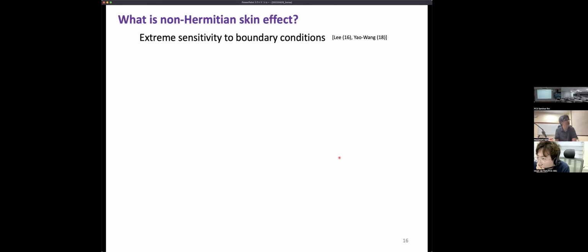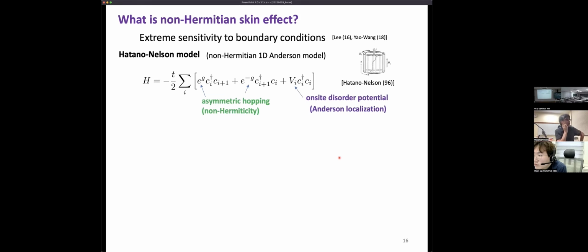Now I'd like to explain more detail about the non-Hermitian skin effect. Actually, the non-Hermitian skin effect is an extreme sensitivity to boundary conditions. And the non-Hermitian skin effect occurs in the Hatano-Nelson model, so I'd like to explain it very quickly. The Hatano-Nelson model is a non-Hermitian version of the one-dimensional Anderson model. Originally they considered the pinning of the vortex in the superconductor under the supercurrent. But the model is very simple.